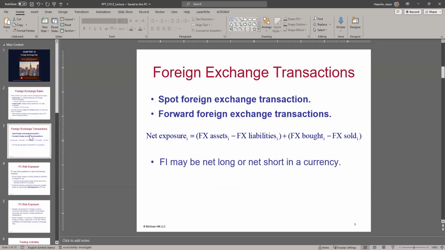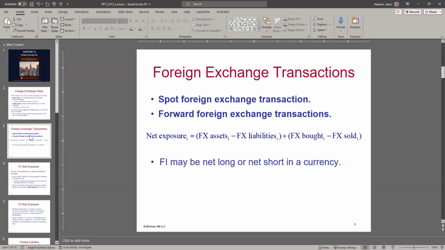Foreign exchange transactions. We got spot foreign exchange transactions. Spot means like on the spot, whatever the exchange rate is right now, and you make the exchange, that's what you get, that market rate at the moment of doing the transaction. A forward foreign exchange transaction is when you are looking at the forward rates, which is future looking in that sense.